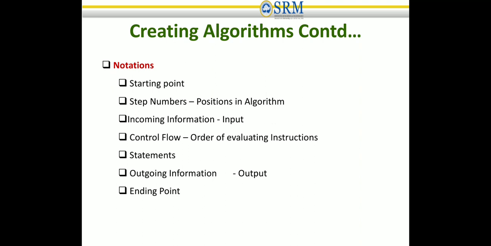Outgoing information: what is the solution of the problem? That is called outgoing information, or an output attained after executing an algorithm, or a fruitful result which we attain from an algorithm. It is also called the ending point. It has to halt. The algorithm has to halt. After attaining the respective solution, you have to give an instruction to halt the algorithm. This halting means the program has to stop after the concerned output has been attained.